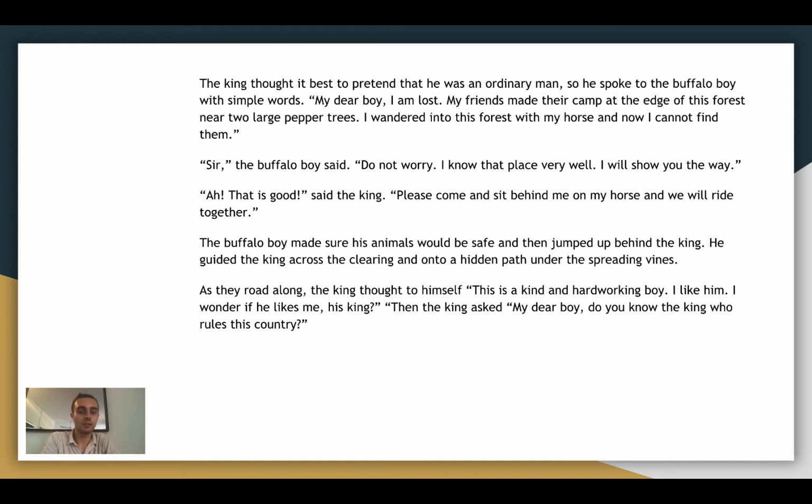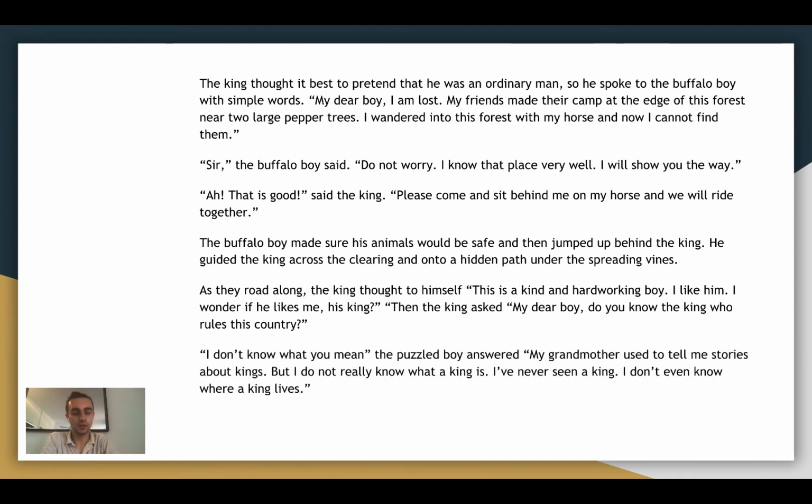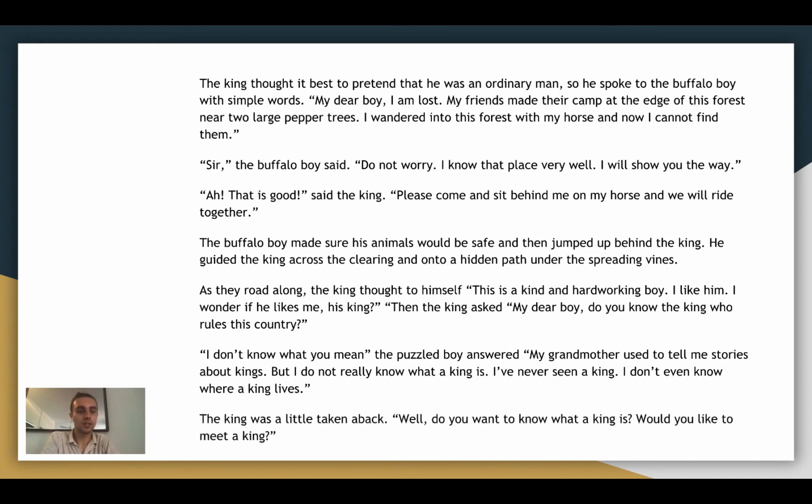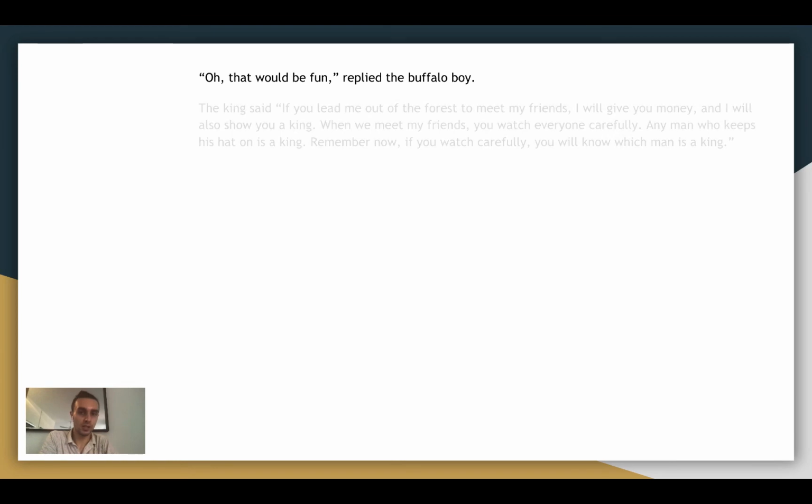Then the king asked, "My dear boy, do you know the king who rules this country?" "I don't know what you mean," the puzzled boy answered. "My grandmother used to tell me stories about kings, but I do not really know what a king is. I've never seen a king. I don't even know where a king lives." The king was a little taken aback or surprised. "Well, do you want to know what a king is? Would you like to meet a king?" "Oh, that would be fun," replied the buffalo boy.